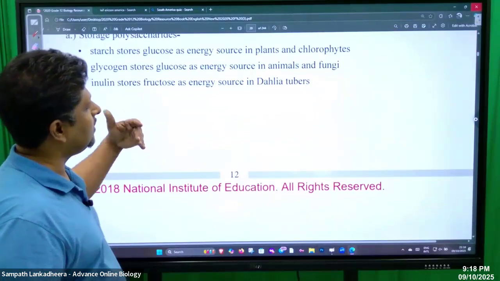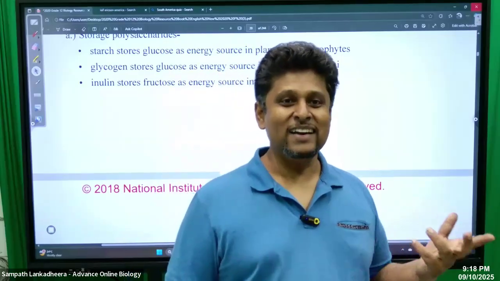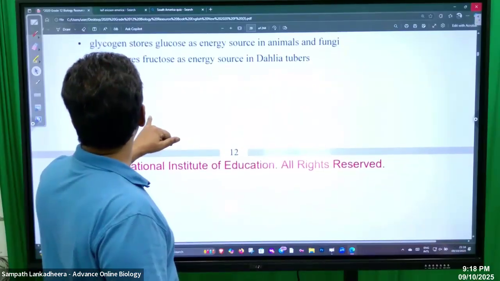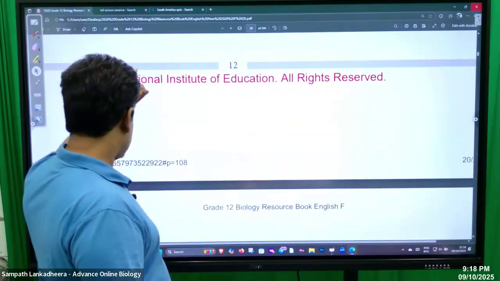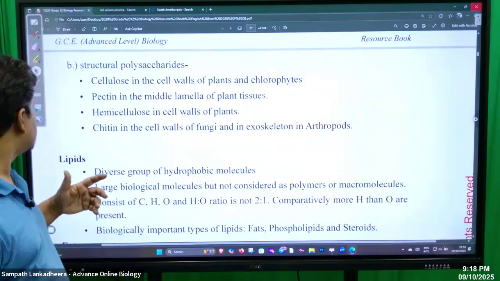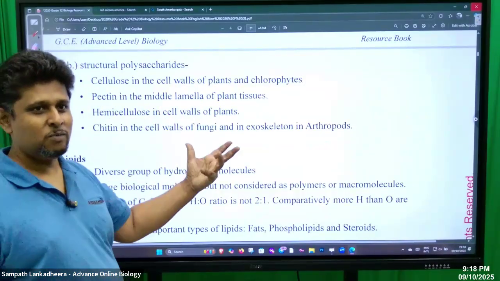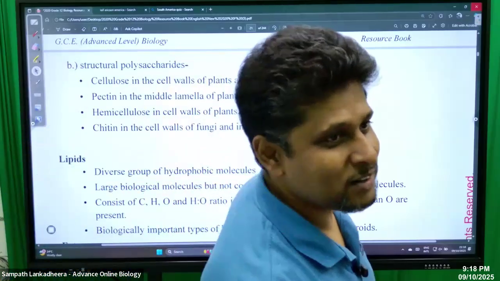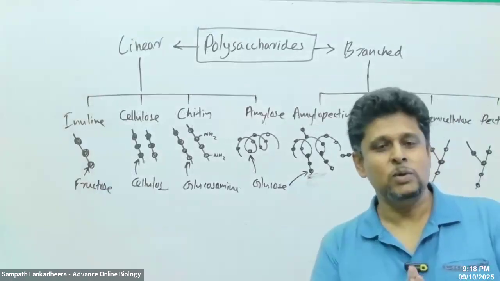Glycogen is stored in animals and fungi. That's a special point. Fungi have glycogen. Inulin stores fructose as an energy source. Structural polysaccharide: cellulose. Pectin is present in the middle lamella, hemicellulose in the cell wall, chitin in the cell wall of fungi and the exoskeleton of arthropoda. So this is what you learned.